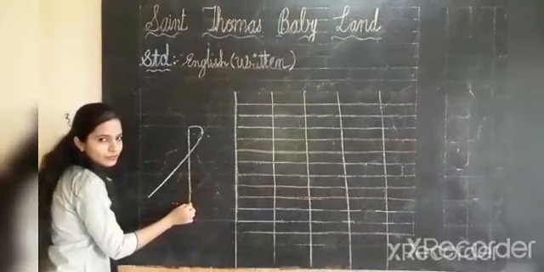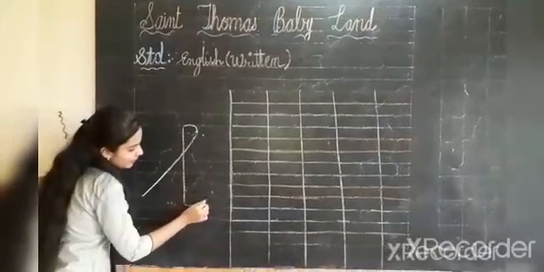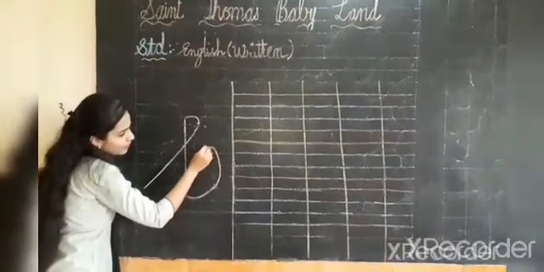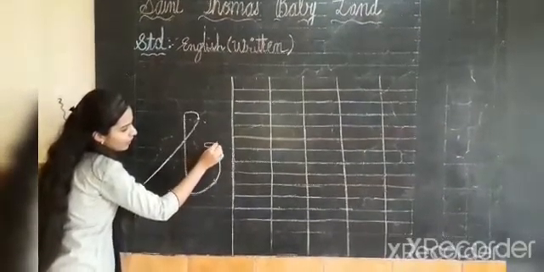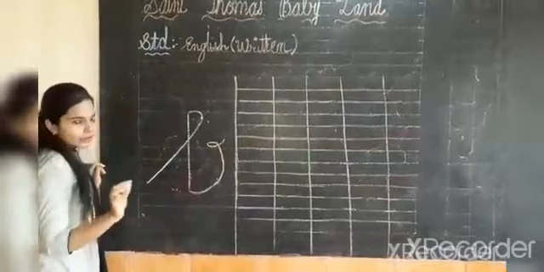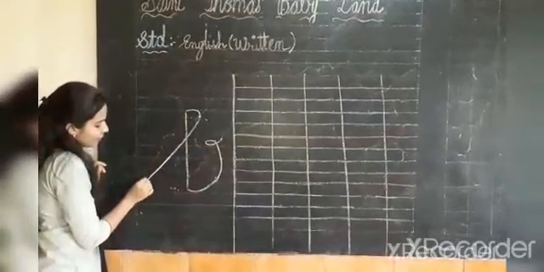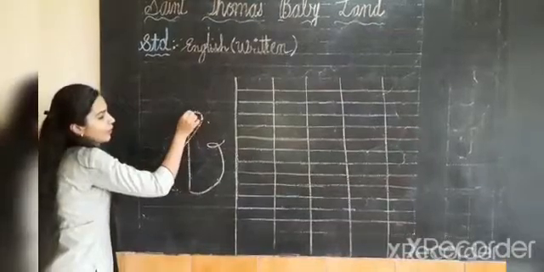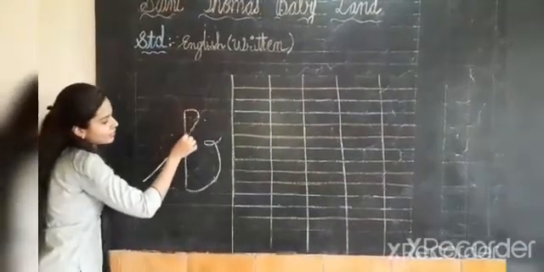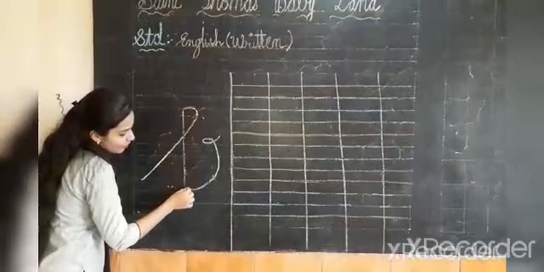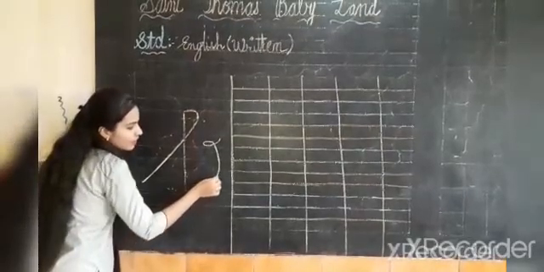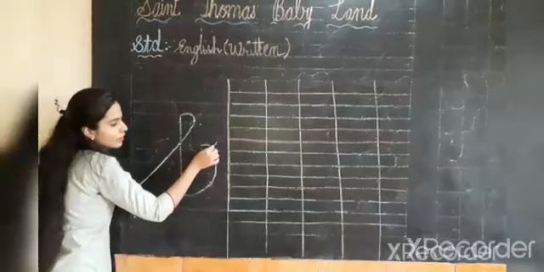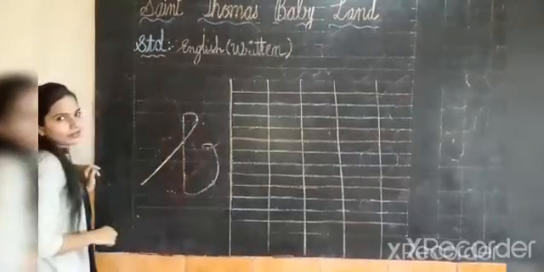From here you have to do a D curve. Okay. And then from here you have to do a small curve. Understood? From here you have to do a slanting line. Then again do a small curve. Then a straight line. Then from here you have to do a D curve. Then from here you have to do a small curve again.